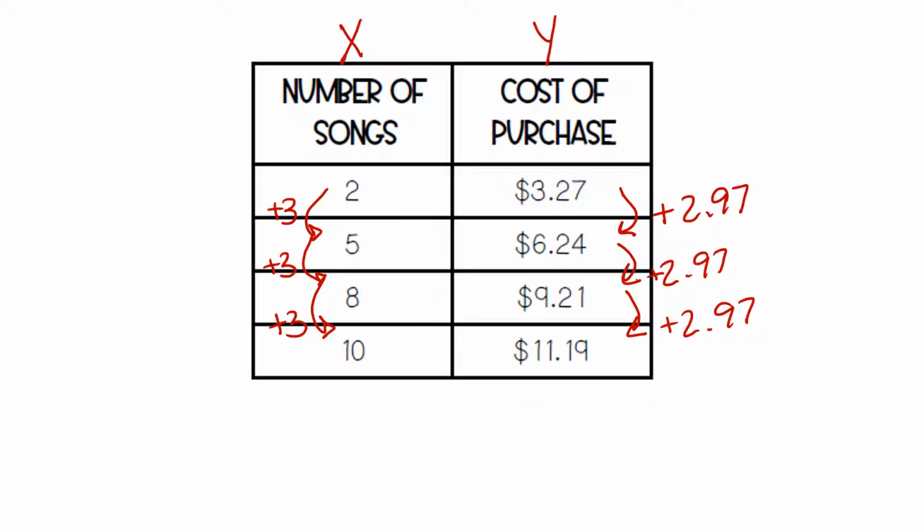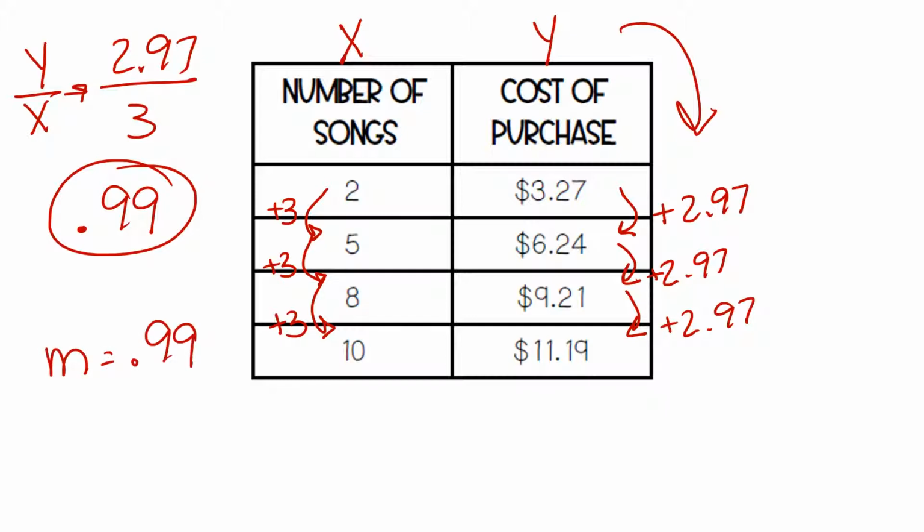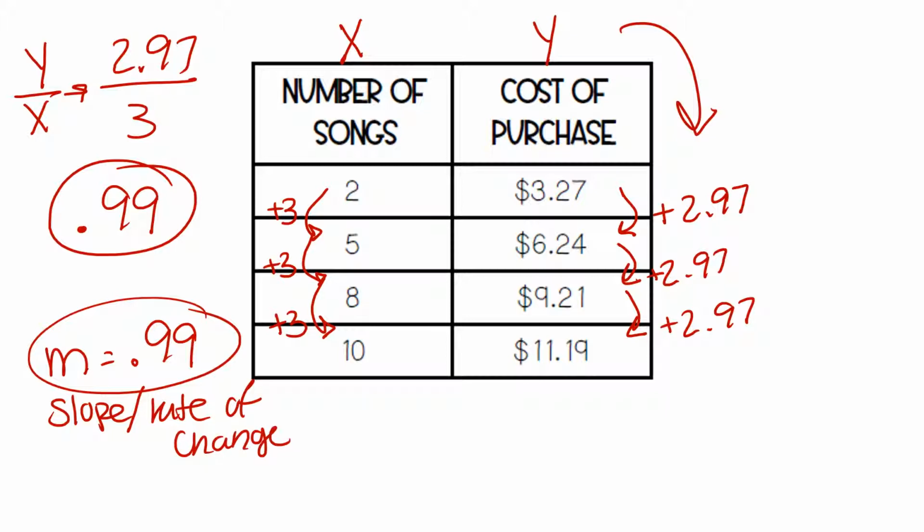We write our slope, the m value, as a fraction, y over x. The y value is 297. The x value is 3. 297 divided by 3 is going to give us an answer of 0.99. M is 0.99. M is the slope. It's also called the rate of change. It costs 99 cents per song. We're talking about cost and songs: 99 cents per song.